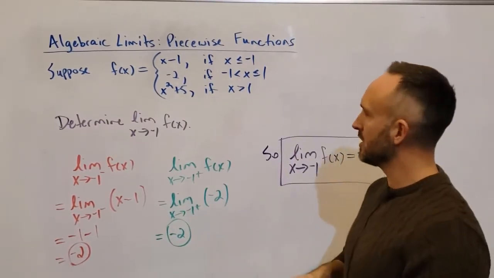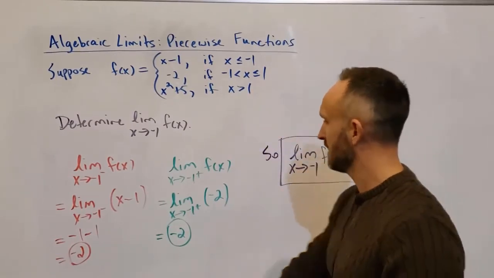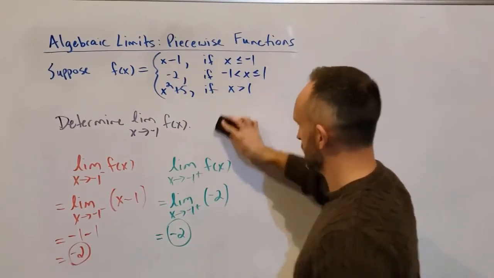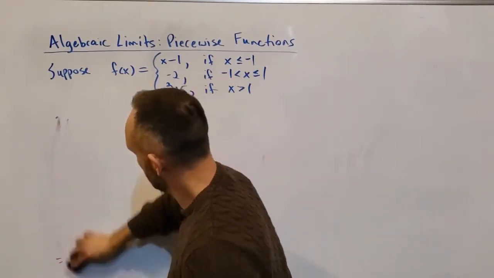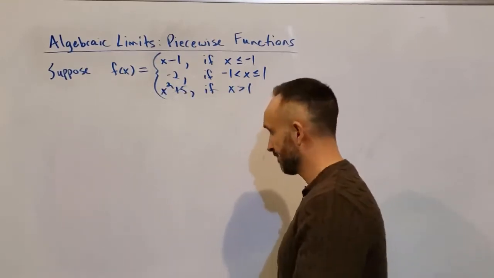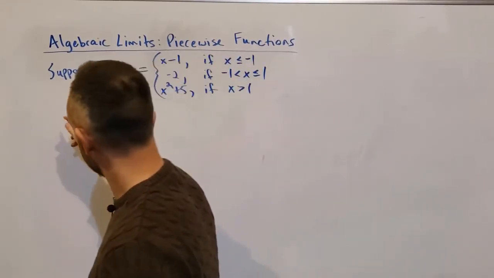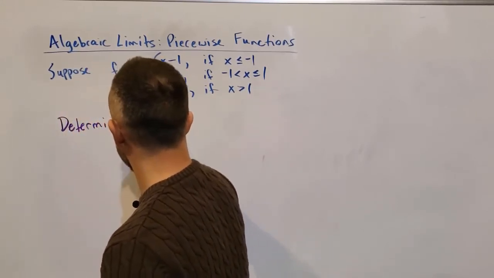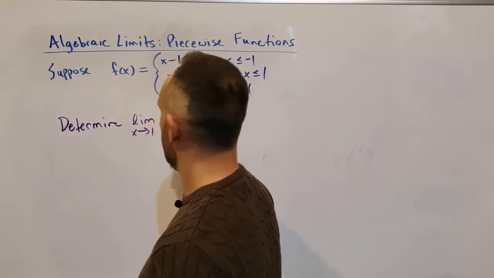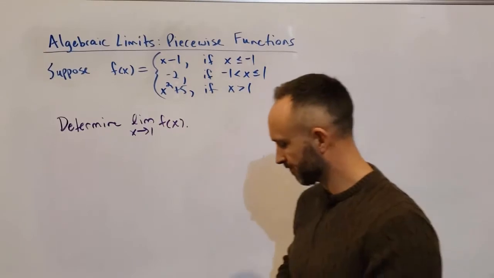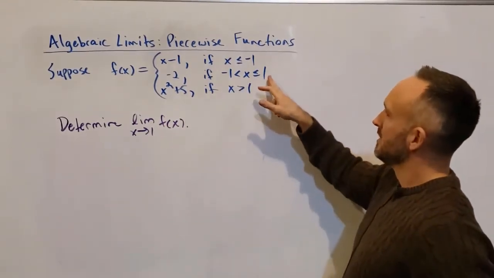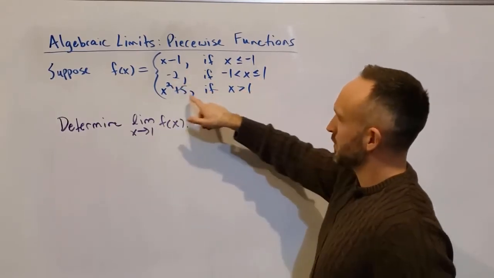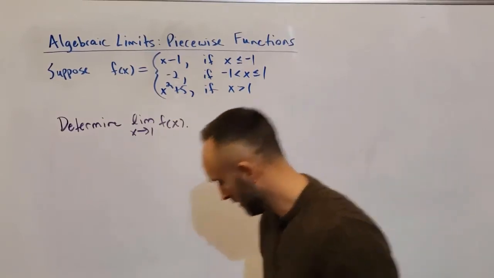So let's look at the other x value of interest in this case, which is when x is +1. And you could pause the video and try to do this yourself. You should have all the tools you need now. Let's approach 1. Determine the limit as x approaches 1 of f of x. And again, because to the left of x equals 1, this is our output, and to the right of x equals 1, this is our output, we have to look at both one-sided limits.